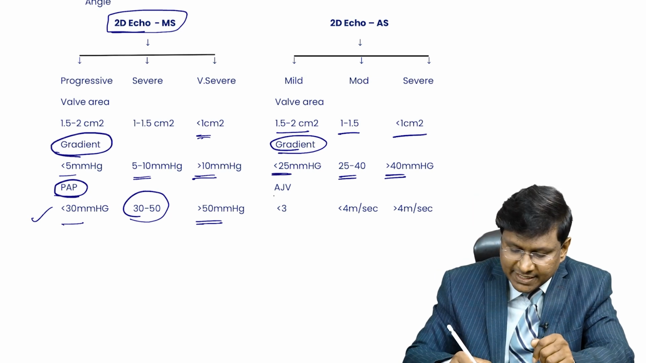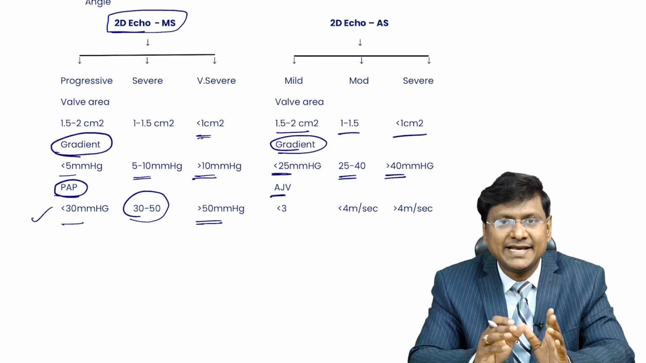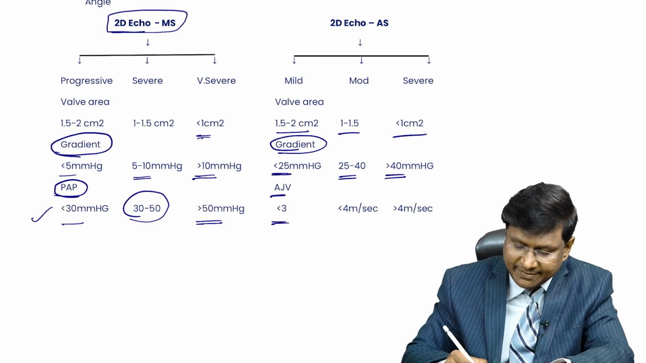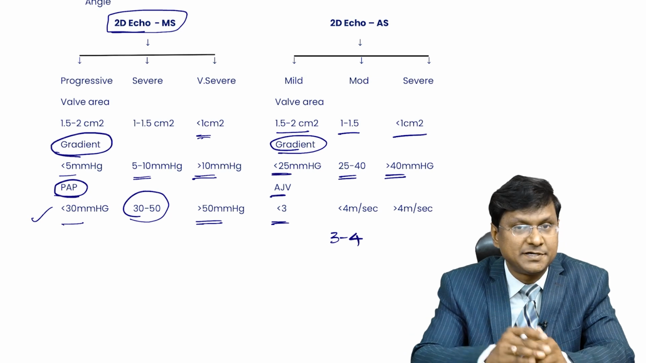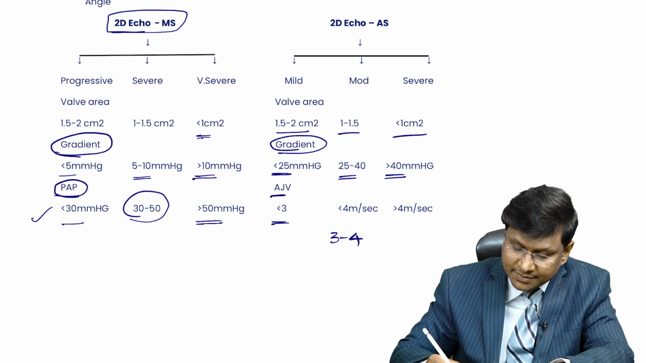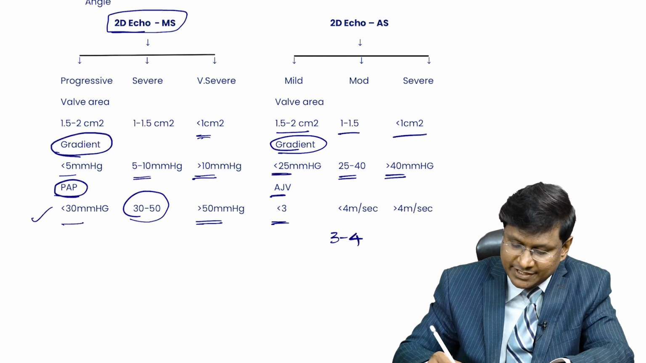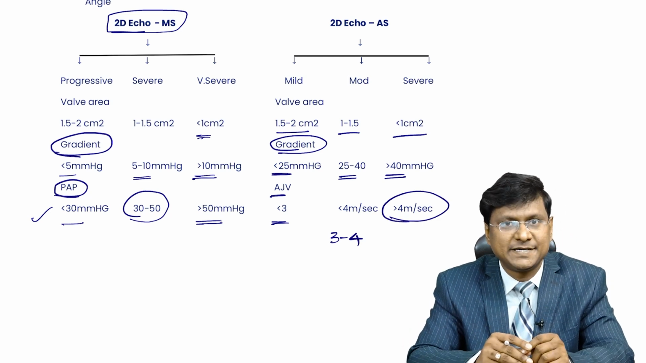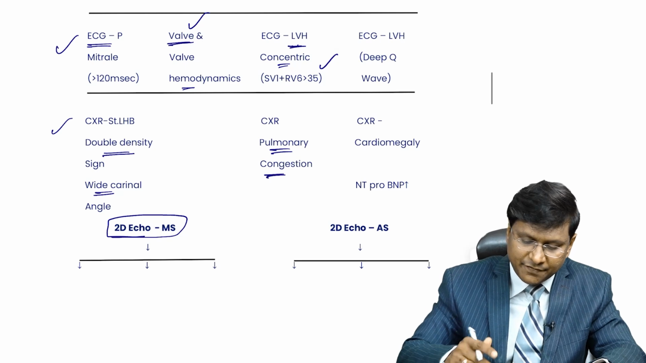Then coming to the aortic jet velocity. In case of mild, it is around 3 meters per second, whereas in moderate, it is around 3 to 4 meters per second. Whereas in severe, the velocity across the aortic valve, that is aortic jet velocity, will be more than 4 meters per second. That is what you will observe in case of severe. So this is what you will notice in case of AS.